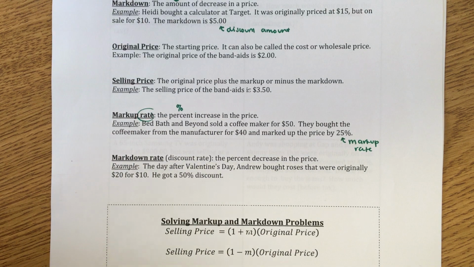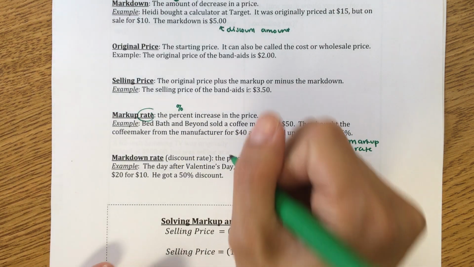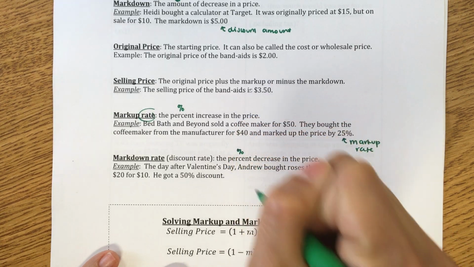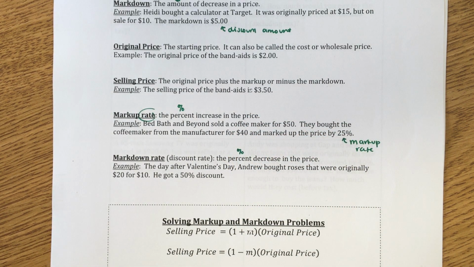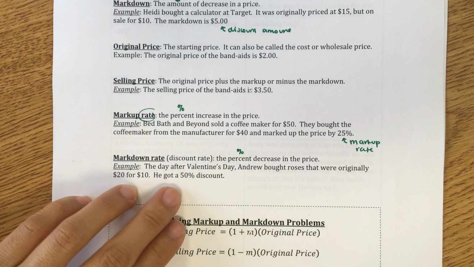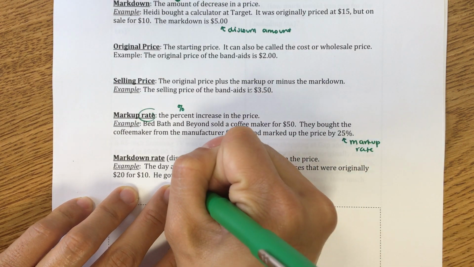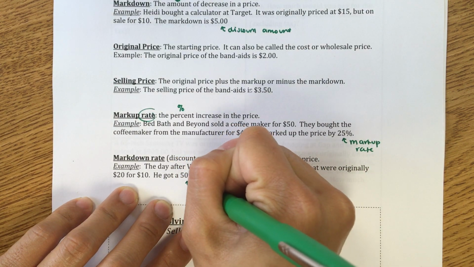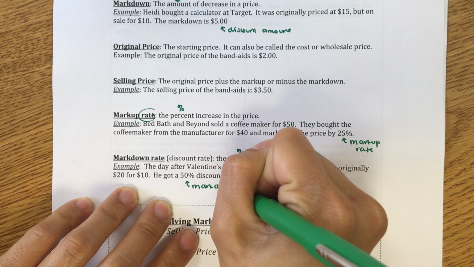The markdown rate, which is known as the discount rate, is the percent decrease in the price. Remember, we were talking about percent here. So the day after Valentine's Day, Andrew bought roses that were originally $20 that were now $10. So he got a 50% discount. So this is the markdown rate.